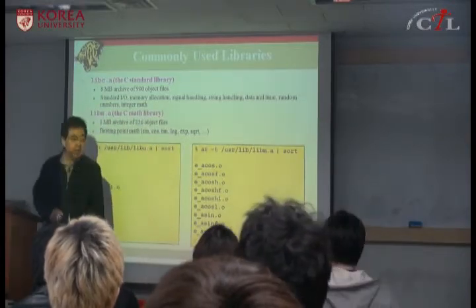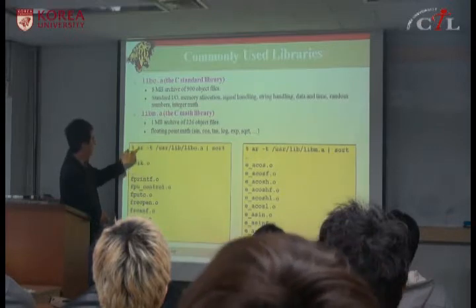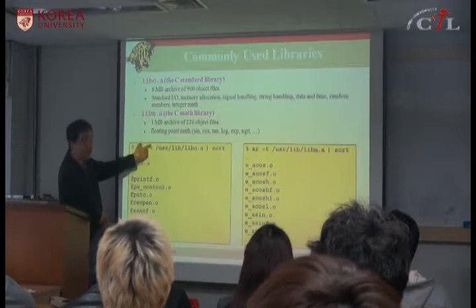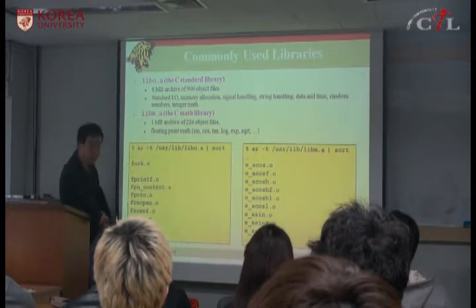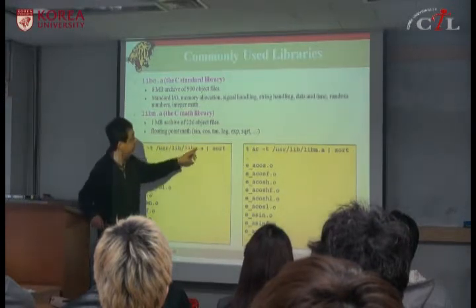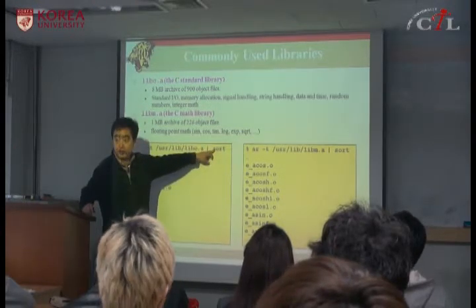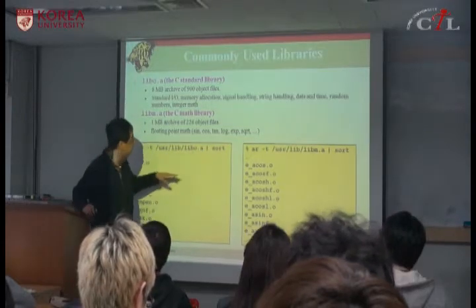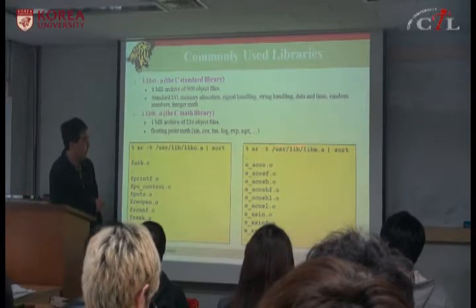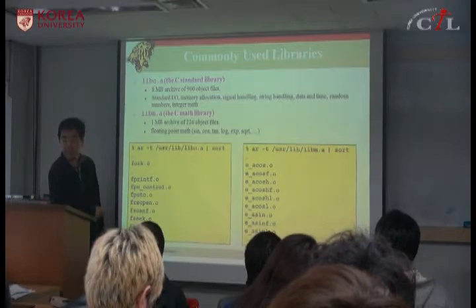Okay? Using the ar command, you can list all these object files from the library. This is a command in Linux or Unix. Using the -t option, you can list all the functions contained in this library. And this is a pipe, so the output of the first command goes to the second command, sort, which sorts in alphanumeric order. If you do the same for the math library, it lists all the functions in the math library, and so on.